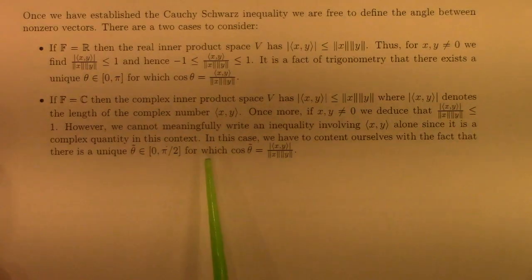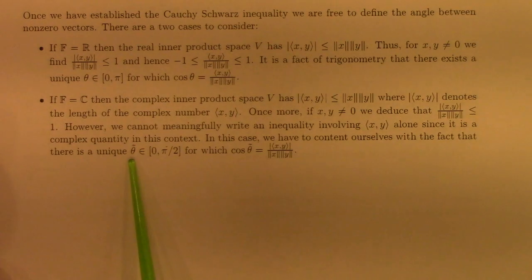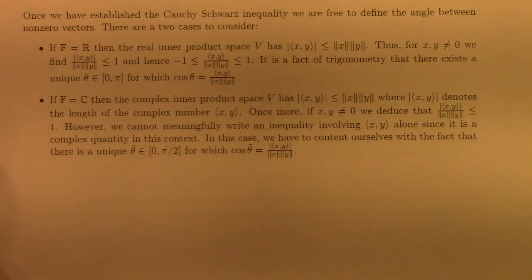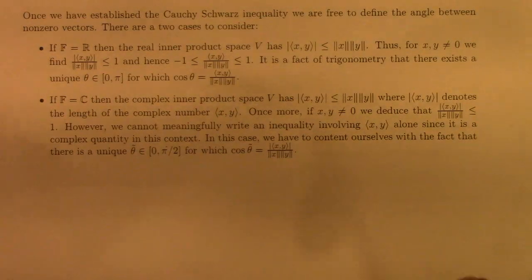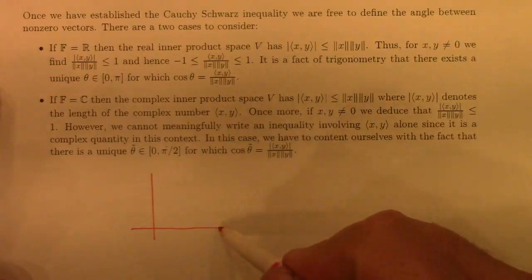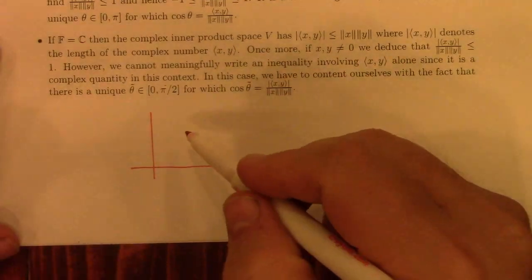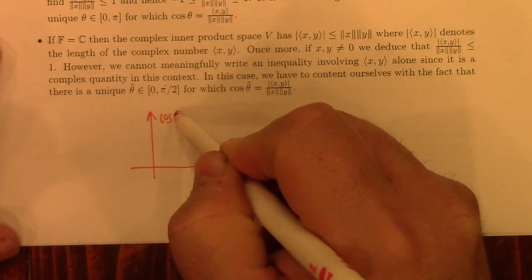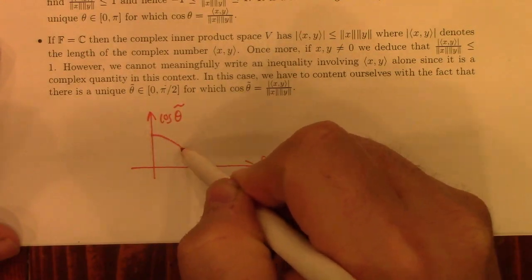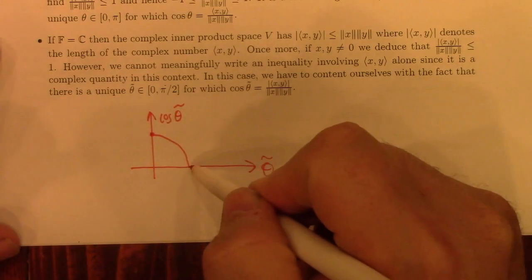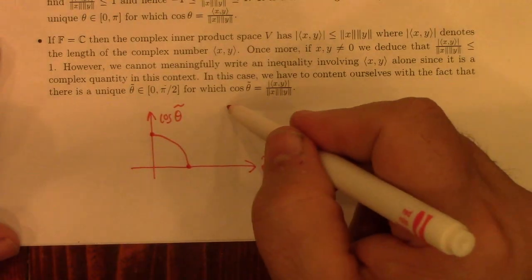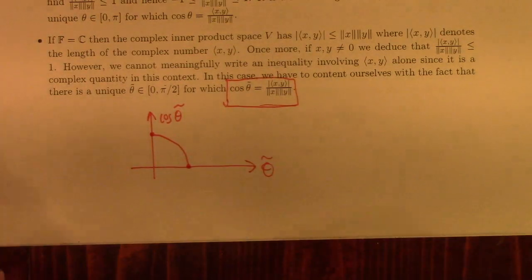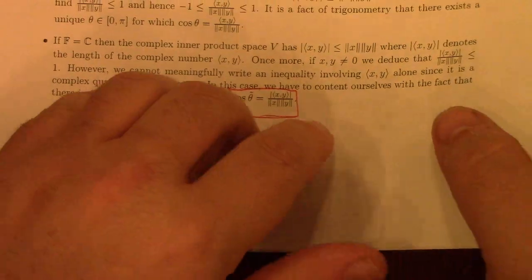So all we can really content ourselves with is saying there is a unique theta tilde from 0 to pi over 2 for which cosine theta tilde is equal to that. Now, I say 0 to pi over 2 simply because if we look at the graph of theta tilde against cosine theta tilde, this is what cosine looks like there, right? So going from 1 down to 0, we can make it match like that, all right? That's the best I can do with the complex inner product.